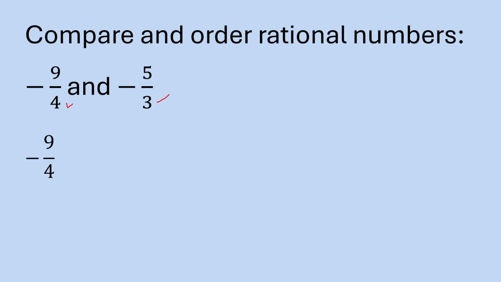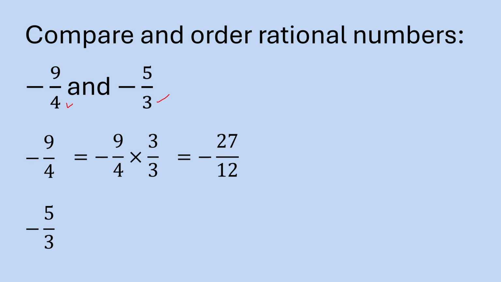First we will start with negative 9 over 4. We can multiply with 3 over 3. Answer will be negative 27 over 12. Next is negative 5 over 3. We can multiply with 4 over 4. Answer will be negative 20 over 12.